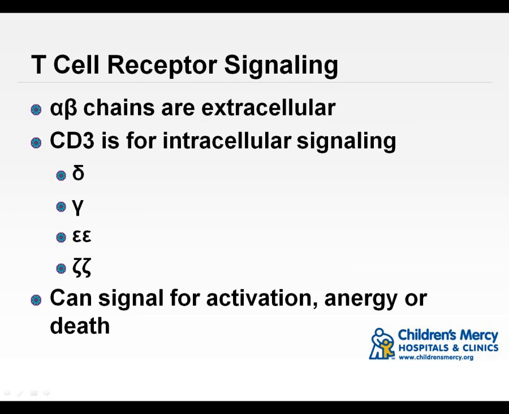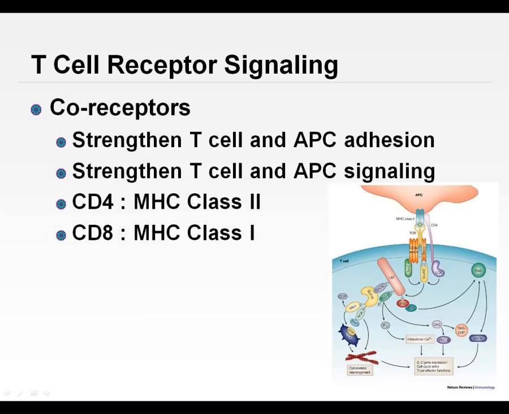Now the zeta chains sometimes are included in the CD3 complex and sometimes aren't, depending on which text you're reading. So it may say the T-cell receptor complex is the alpha-beta chains of the T-cell receptor and CD3, or it may say that T-cell receptor complex is made of alpha-beta chains, CD3, and 2 zeta chains. So just be aware, it's just a bit of a nomenclature difference. So it's capable of signaling for activation, anergy, or death through this process. And then, of course, these alpha-beta T cells have the co-receptor.